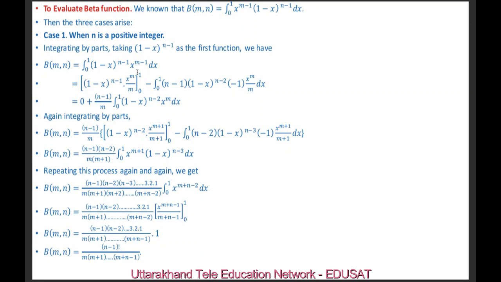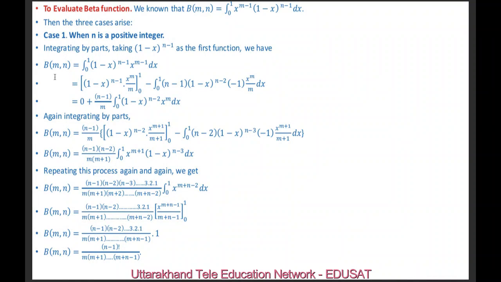And if we substitute the lower limit, 1 minus 0, then 0 raised to power m, in this case this term will be 0. So if we substitute the upper or lower limit, this term is 0, so I have written 0 here. Here n minus 1 is constant and this m is constant, and this minus sign and this minus sign will become plus. So plus (n minus 1) upon m, integral from 0 to 1, and inside we have (1 minus x) raised to power n minus 2 and x raised to power m dx.